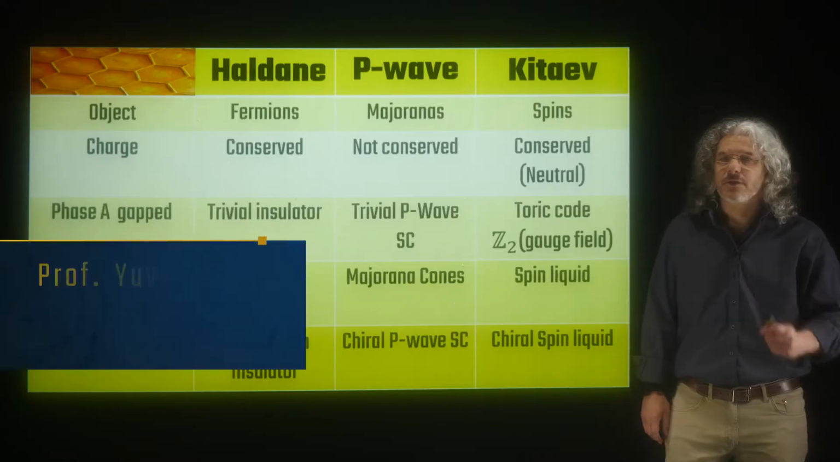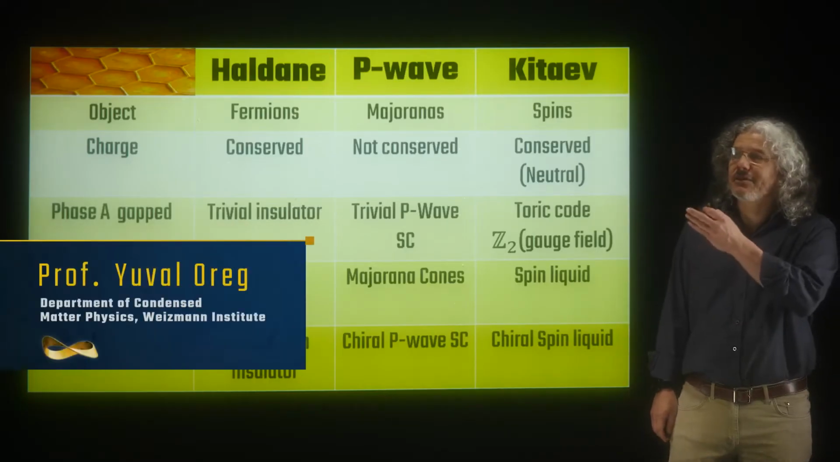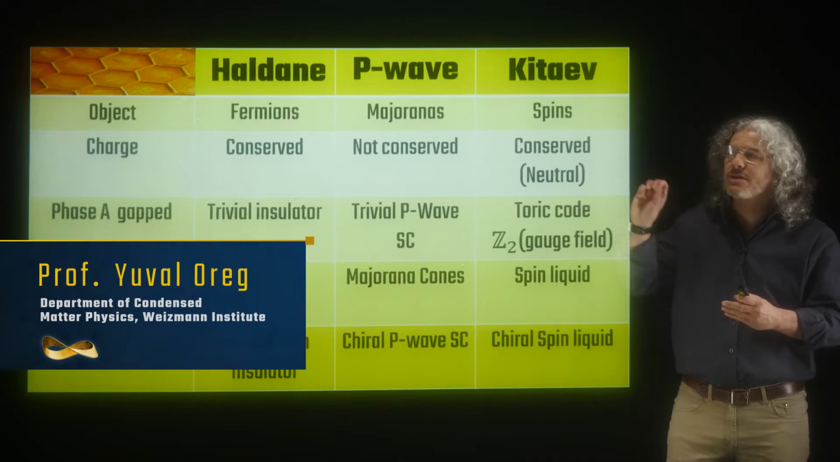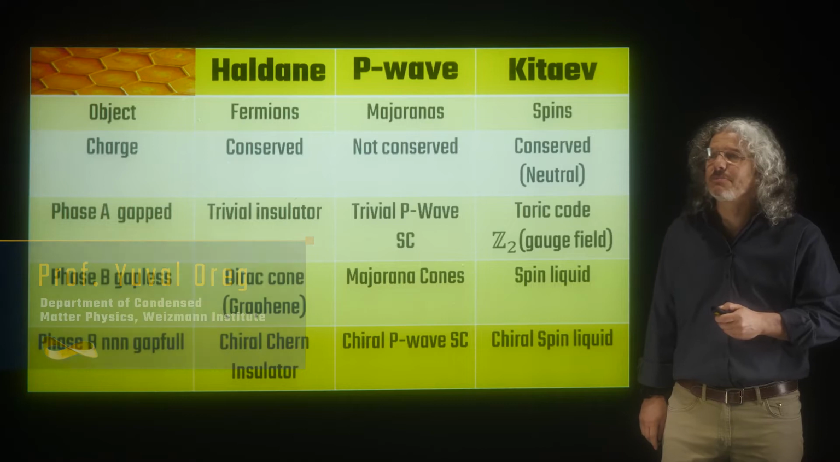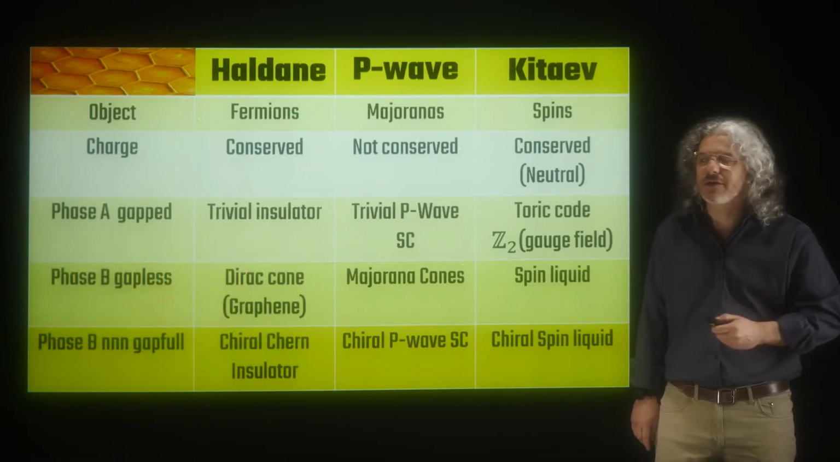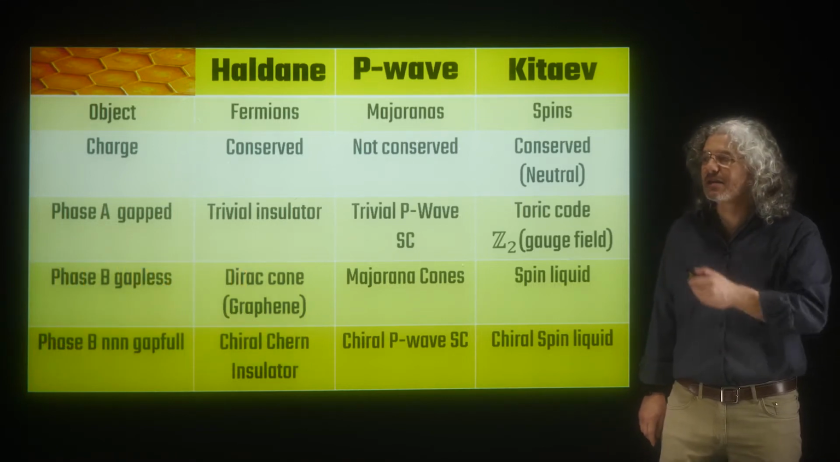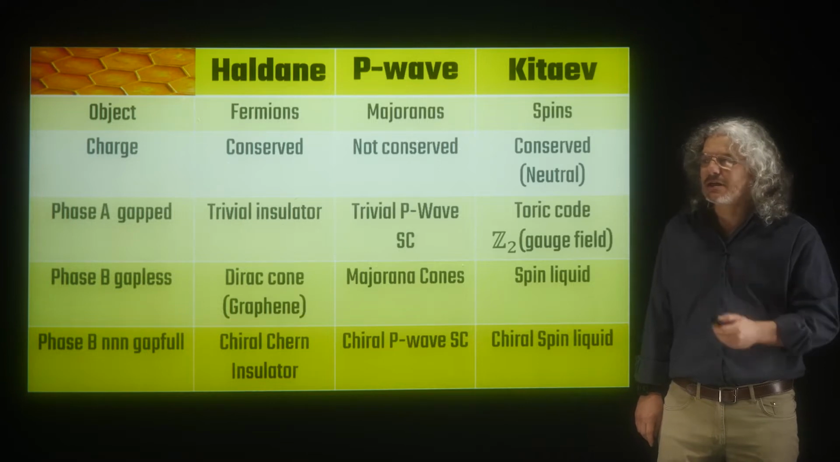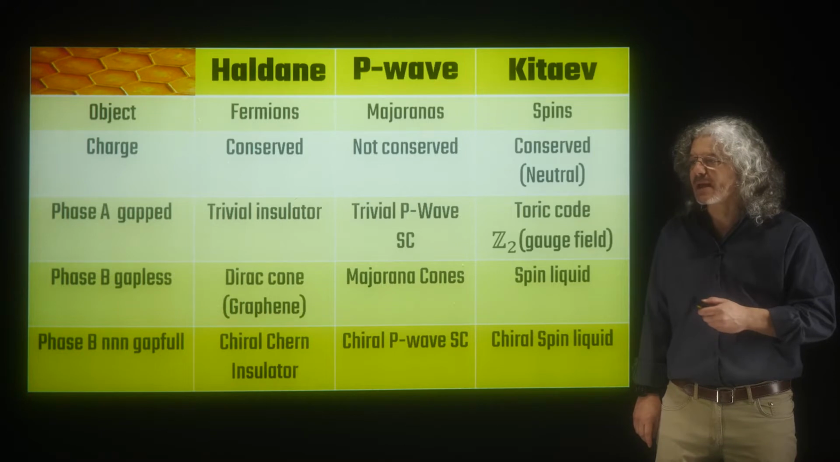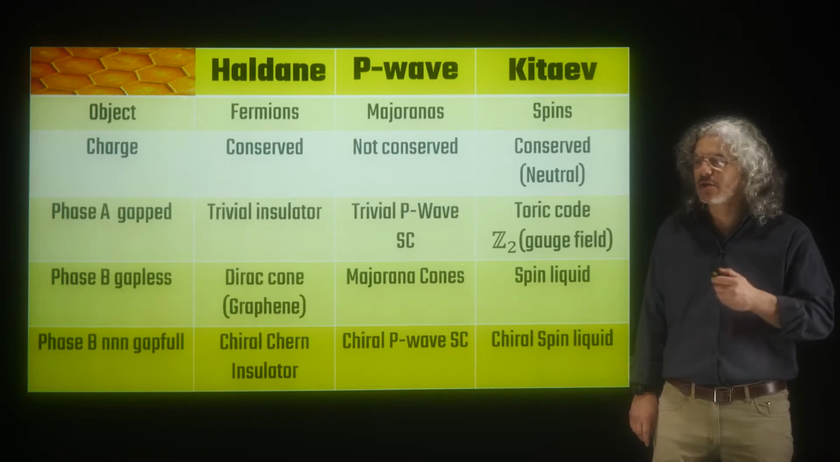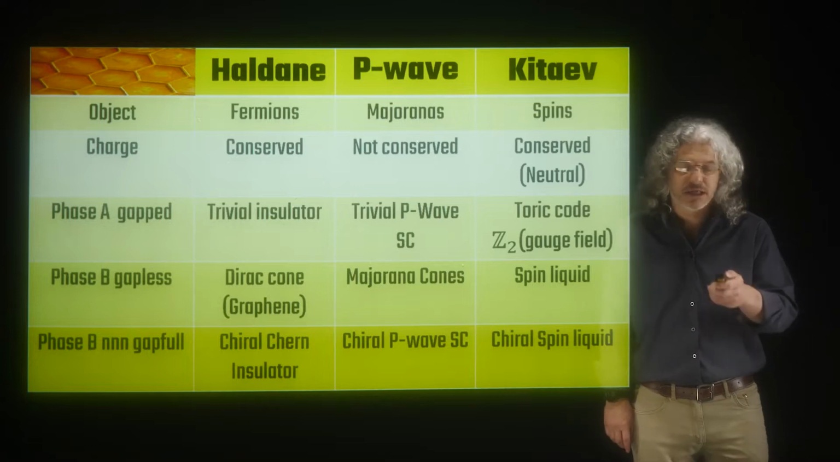In the previous video, we discussed three different models of different objects on the vertices of a honeycomb. We discussed the Haldane model, the P-wave superconductivity, and the Kitaev spin liquid. We discussed the gapped A phase, the gapless B phase, and when we introduced next nearest neighbor interactions, the chiral phases: chiral Chern insulator, chiral P-wave superconductor, and chiral spin liquid.